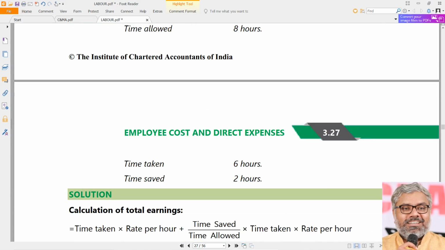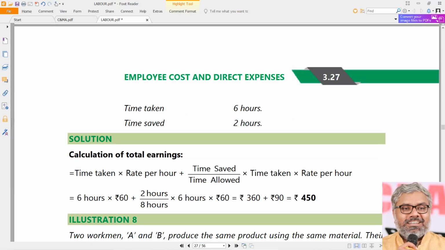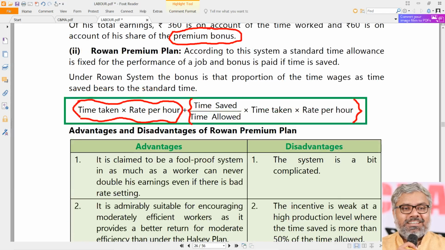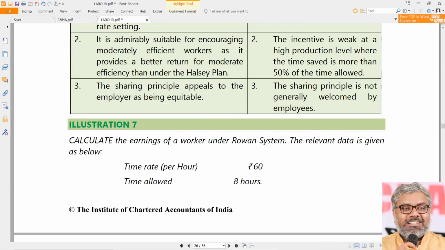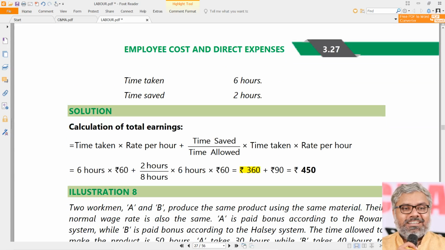Is the question. Under Rowan scheme, you have to apply correct formula here. What is the formula? Time taken into rate per hour. So as far as this 360 is concerned, is there any difference between Halsey and Rowan? No. Here also 360, here also 360. Basic wages are always same. That is time wages. So time taken into rate per hour, 6 hours into 60 rupees. 360 is standard common. But look at the bonus here.